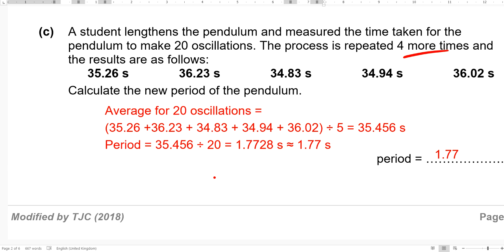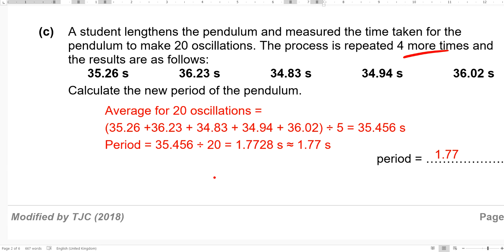Is there any other way to find the period? If you are given this question, what will you do to find the period? This is one way to do it. How about I take this number, divide by 20, and get an answer. This number divided by 20, another answer. Divide by 20, divide by 20, divide by 20. There are 5 answers, right? I find the average. Will that work? Yes, it will work. Mathematically, it's going to be the same. You can go and try it out yourself. So in this case, the new period is 1.77 seconds.